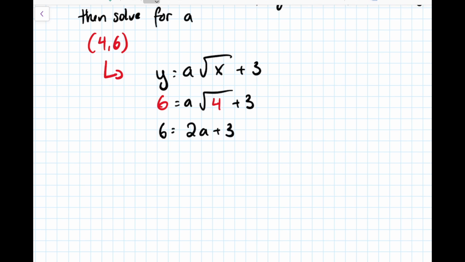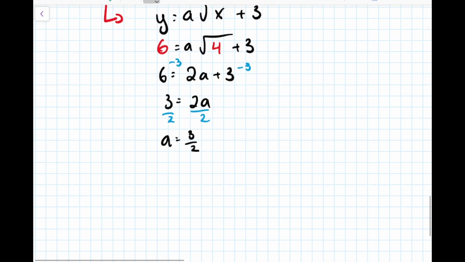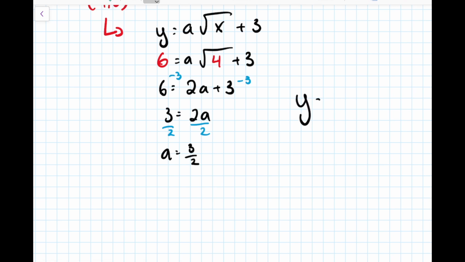And so now we just want to solve this. So we're going to subtract 3 on both sides, which gets me 3 equals 2a, and we're going to divide by 2, which tells me that a equals 3 over 2. And then we're just going to put this all together. So our final answer is y equals 3 over 2 root x plus 3.